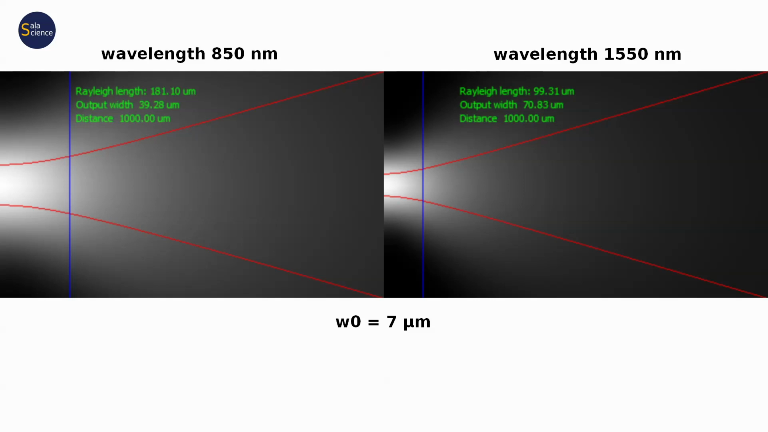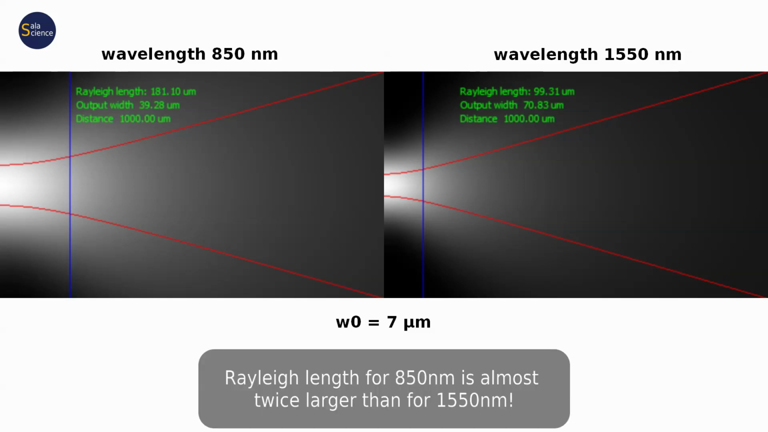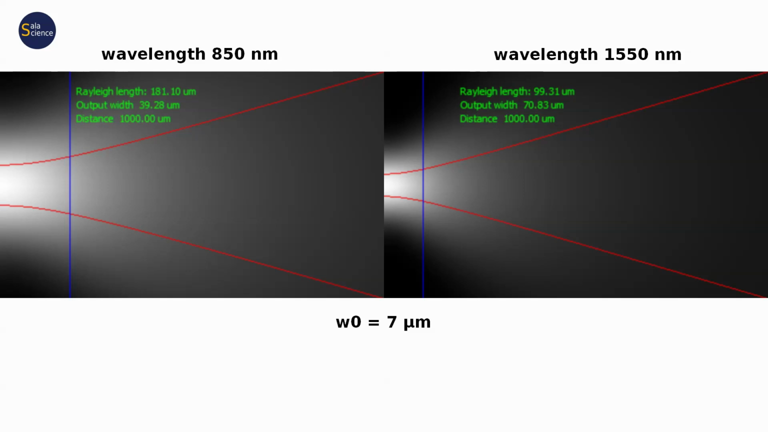Here is an example for different wavelengths. We have the same W0 of 7 micrometers and a beam of 850 nanometers, which diffracts slowly, at least much slower than the beam with a wavelength of 1550 nanometers. You can compare the output widths of both beams at the distance of 1000 micrometers. For 850 nanometers, it's much narrower than for 1550 nanometers.